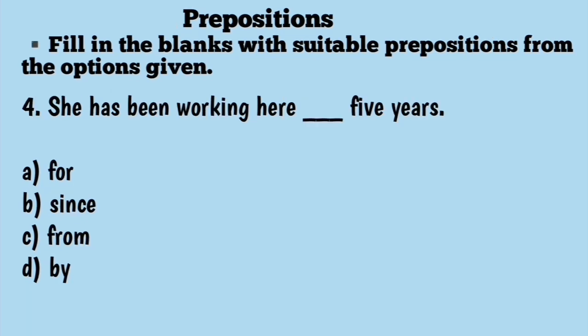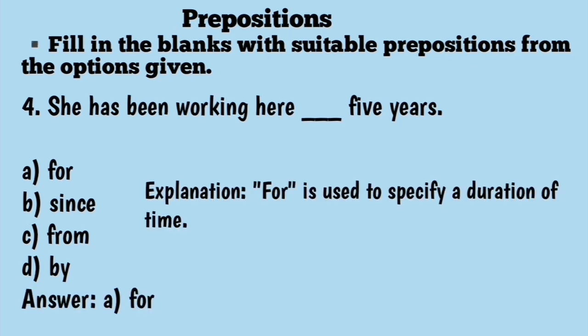Next, she has been working here dash 5 years. Option A for, option B since, option C from, option D by. Answer is option A for. For is used to specify a duration of time.